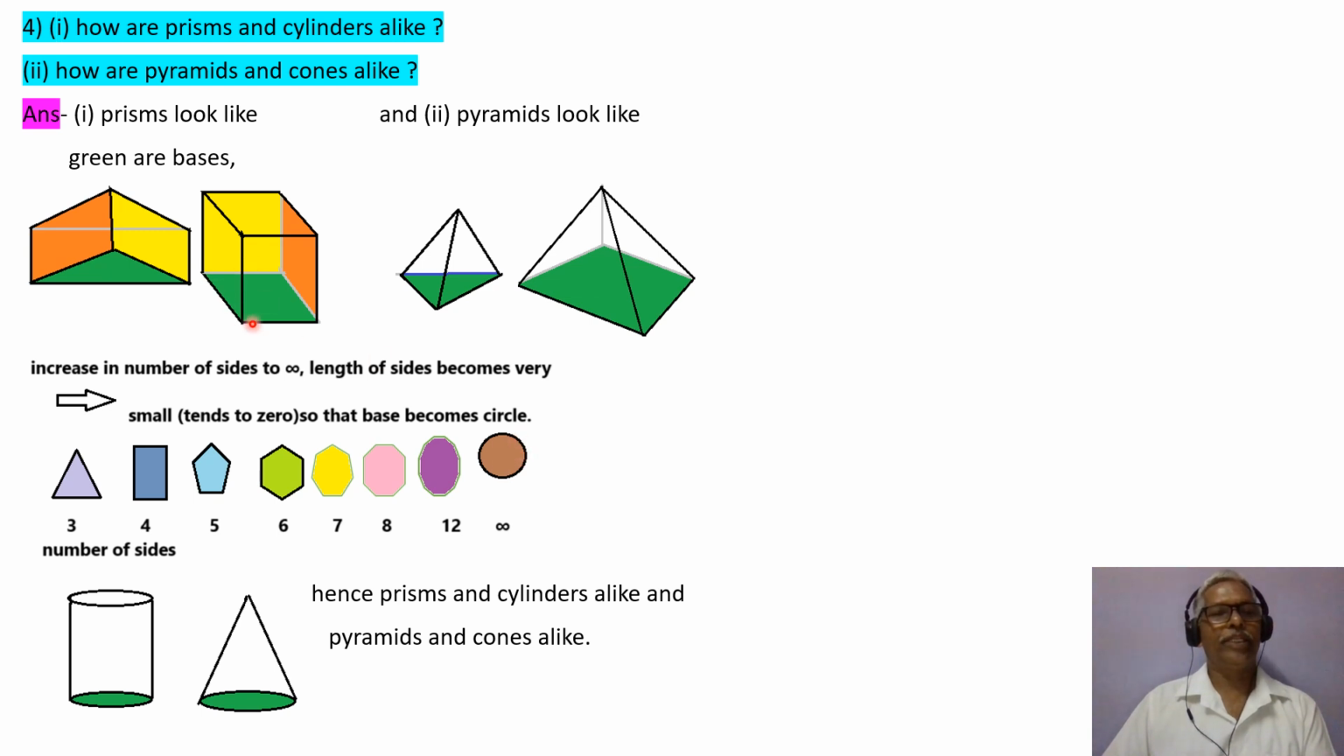Okay, and when this base becomes a circle, it will look like this, that is prism's base. If it is a circle, it will look like a cylinder. Hence he said prisms and cylinders are alike. Okay, and the pyramid, if the base of the pyramid becomes a circle, it will look like this, like a cone. That is why he says pyramids and cones are alike. Okay, got it? Hence prisms and cylinders alike and pyramids and cones alike. Okay, so we go ahead.